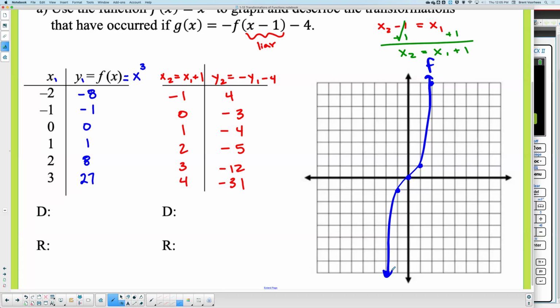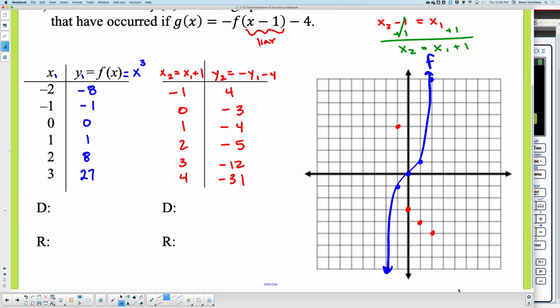Now we're going to graph g of x, the transformed graph. So let's plot these points. At negative 1, we're at 4. So negative 1, 4. 0, negative 3. 1, negative 4. 2, negative 5. 3, negative 12. I can't fit that one on there. That would be down here somewhere. So I'm going to connect those points, and we'll have our graph of g. That is g right there.